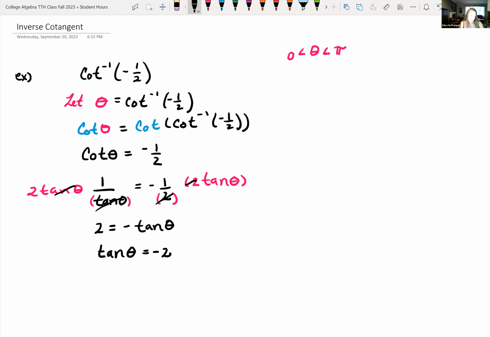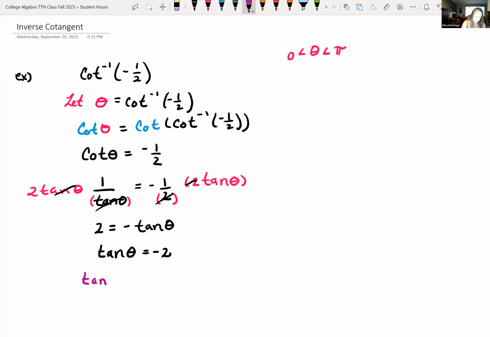We need to be careful here because when we take the tangent inverse of both sides to get what theta is, the output of tangent inverse is between -pi/2 and pi/2. So the angle that we're getting is the angle in the fourth quadrant, the reference angle. We just need to be aware of that when we find the answer.